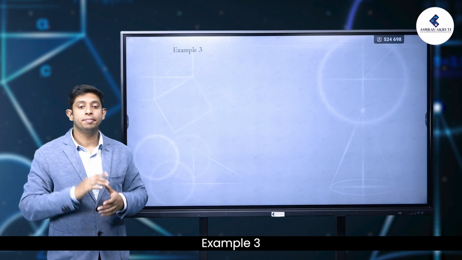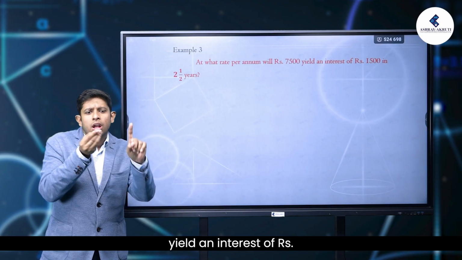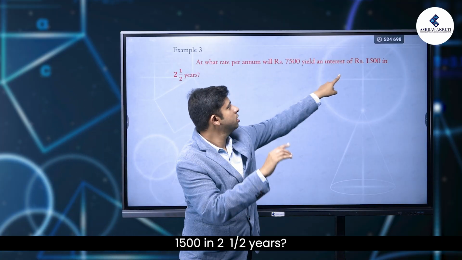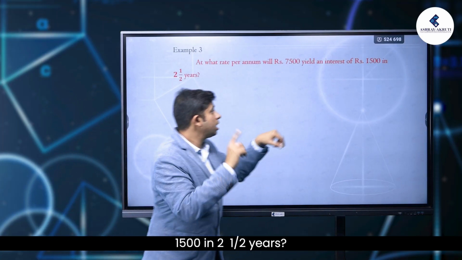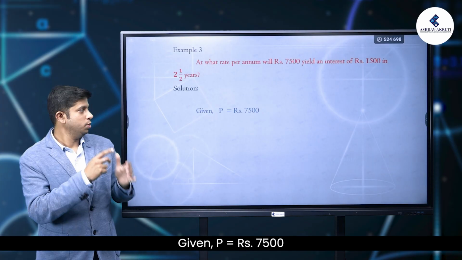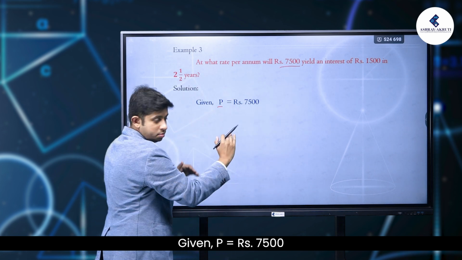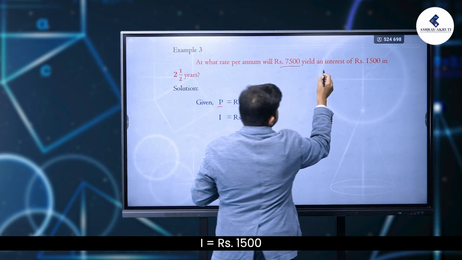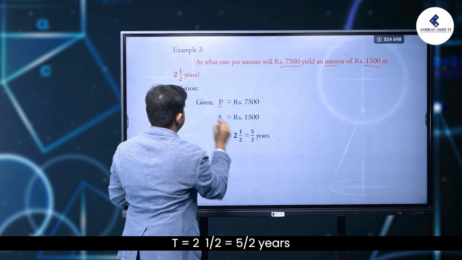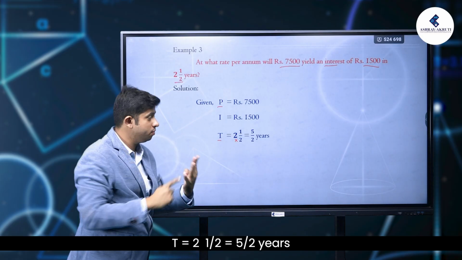Example 3. At what rate per annum will rupees 7,500 yield an interest of rupees 1,500 in 2.5 years? Solution. Given: P equals rupees 7,500, I equals rupees 1,500, T equals 2.5 years, which is equal to 5/2 years.